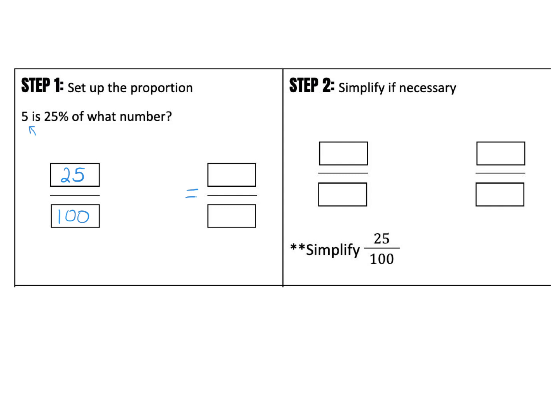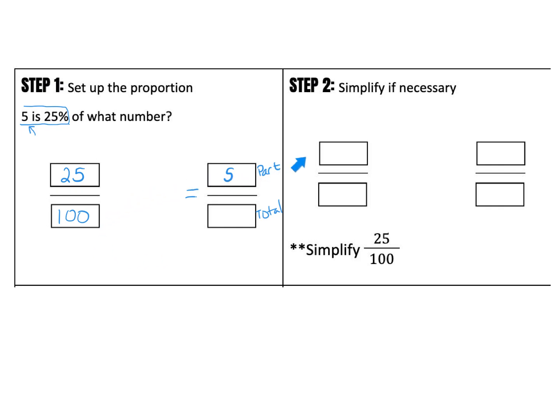And so 5, I have to decide, is it the part or is it the total in this situation? If 5 is 25%, is it the total? No. So that means 5 is going to be the part. So we're going to place a 5 in that part of the proportion. Now we look at this proportion, and what we're trying to find is this missing number. And when we find it, we're going to know that that is the total.